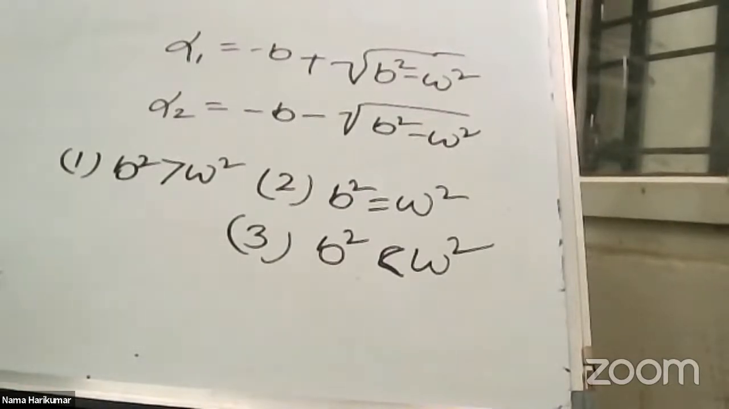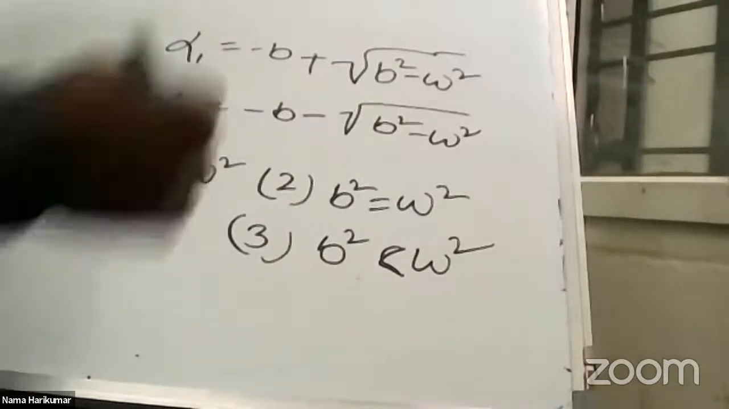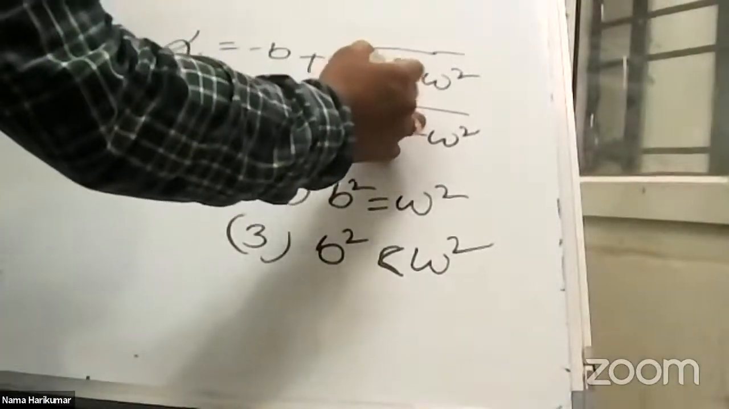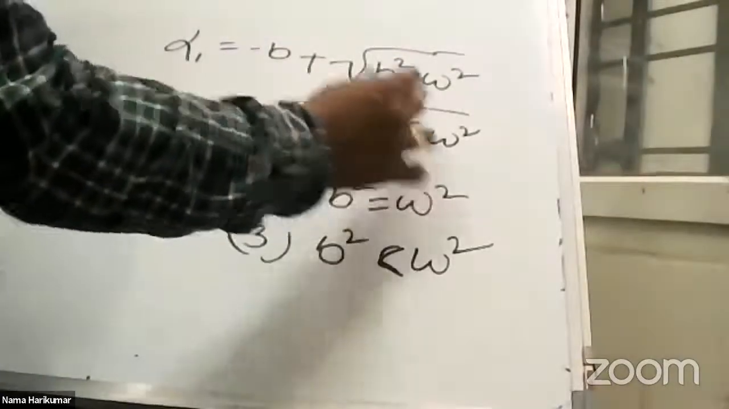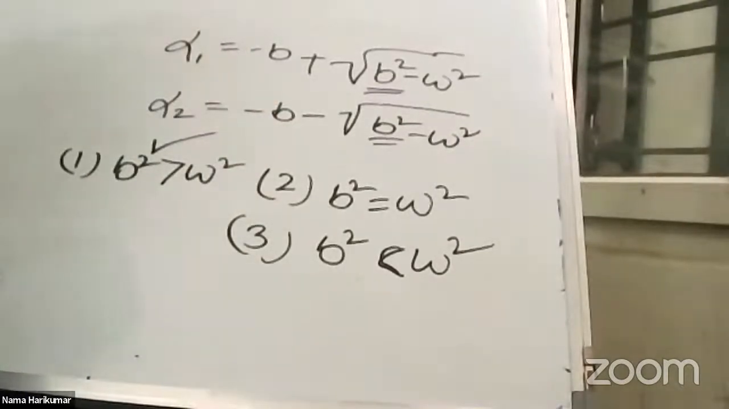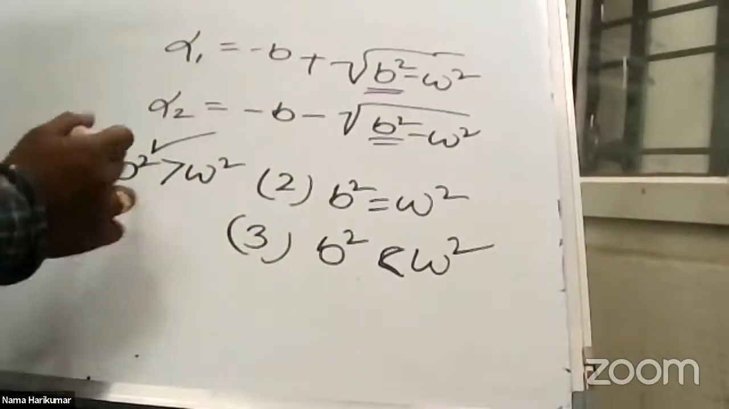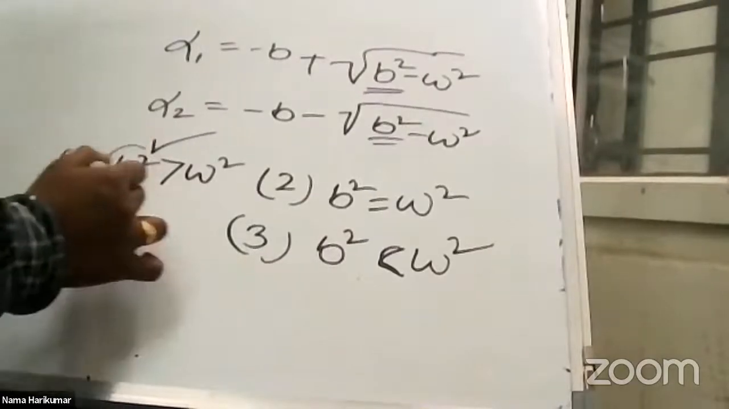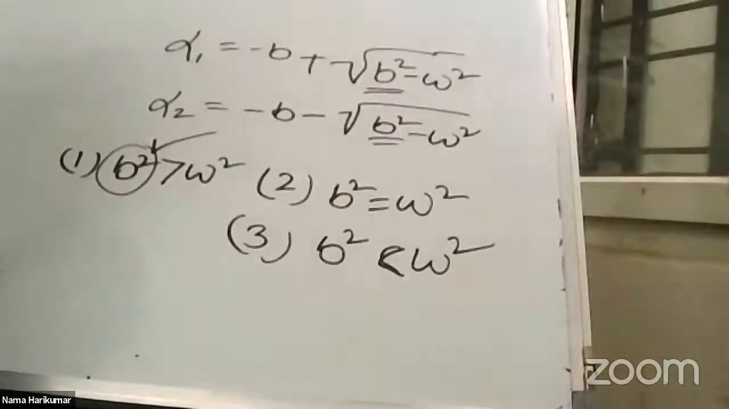So what is the first condition? b square greater than omega square is the first condition. It is applicable because of b square minus omega square. b square is the bigger value compared to omega square. So that's why the first one is obeyed. b square is the bigger value in the equations. Okay, this is the first condition. Is it clear? It is clear.